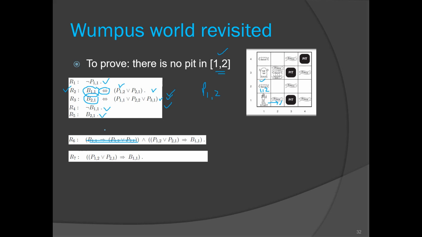So this can be removed. This is my premise 1 and premise 2, both are true, so I can remove one of the premises. So this is removed. This is AND elimination rule.